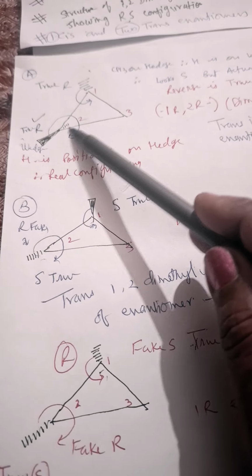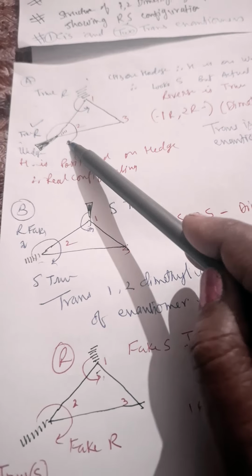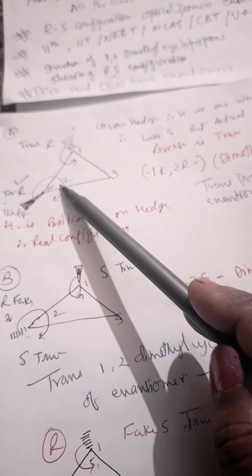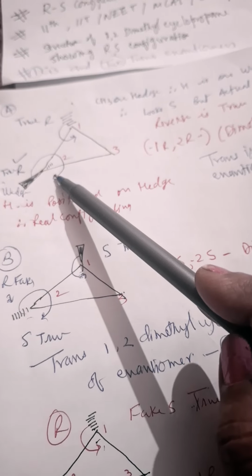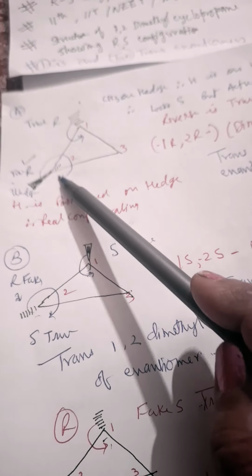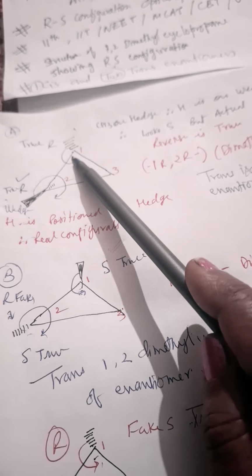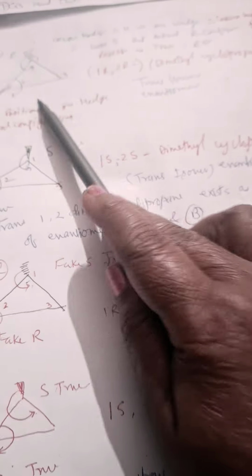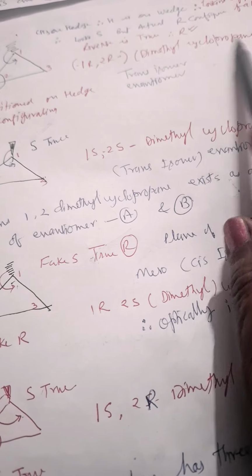Here the hydrogen is on a dash, so the configuration is like this, and the rotation is like this. So it is true, because the criterion is that if the hydrogen is on the dash, then the rotation shows the true configuration. The rotation looking like this is R, so yes, it is R. And here it looks like S, but actually it is R. Why? Because the hydrogen is on the wedge. So the two configurations are 1R, 2R dimethylcyclopropane.